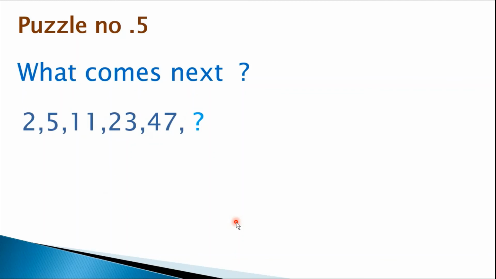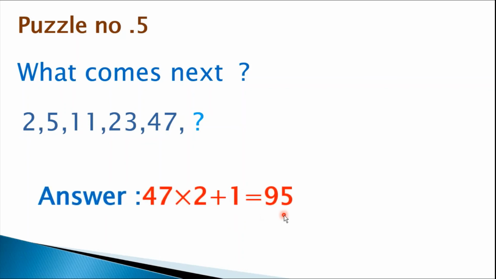Let me count. 10, 9, 8, 7, 6, 5, 4, 3, 2, 1. If you found the answer, please feel free to comment. The answer is 95. How did we get 95? It is simple: 47 times 2 plus 1. This is the pattern it follows throughout the equation.